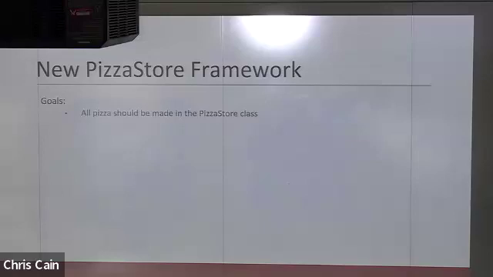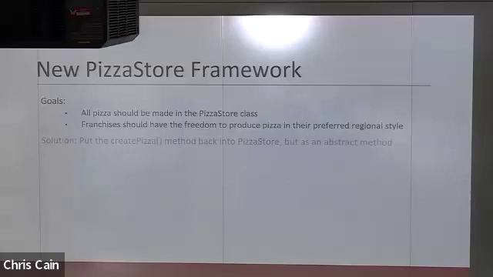So the goals for this, we still want all pizzas to be able to be made in the pizza store class. That stays the same. We want these franchises to be able to produce pizza in their preferred regional style still. That stays the same. So we want create pizza back in the pizza store. But it needs to be abstract because we don't know exactly how it's going to be created. Is it going to be created in New York style or Chicago style? We don't know that yet.